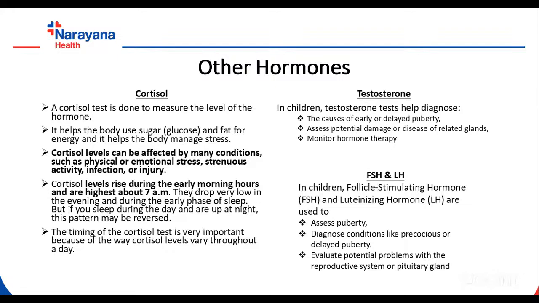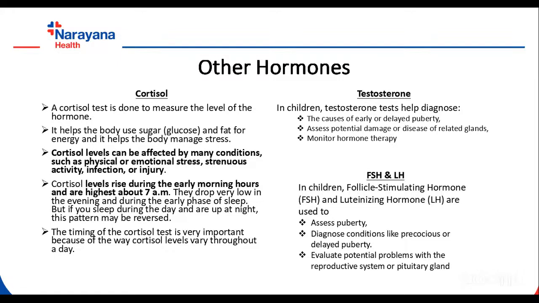Cortisol is also generally ordered in the lab. It basically helps the body to use sugar and fats for energy, and it helps the body to manage stress. Cortisol levels can be affected by many conditions, like physical or emotional stress, strenuous activity, infection, or injury. So this is most important for cortisol.